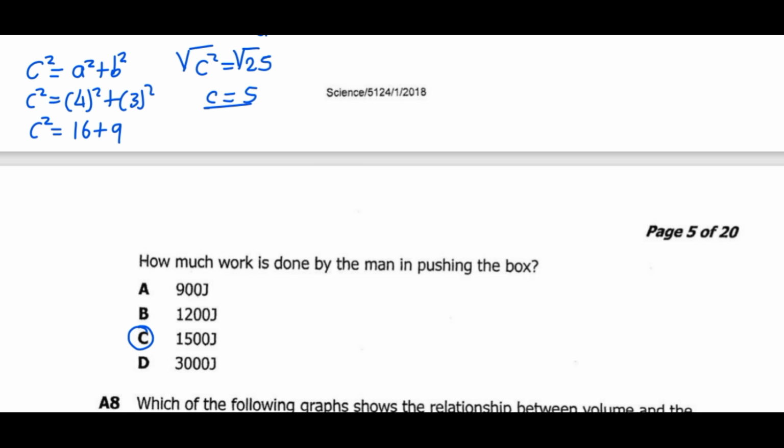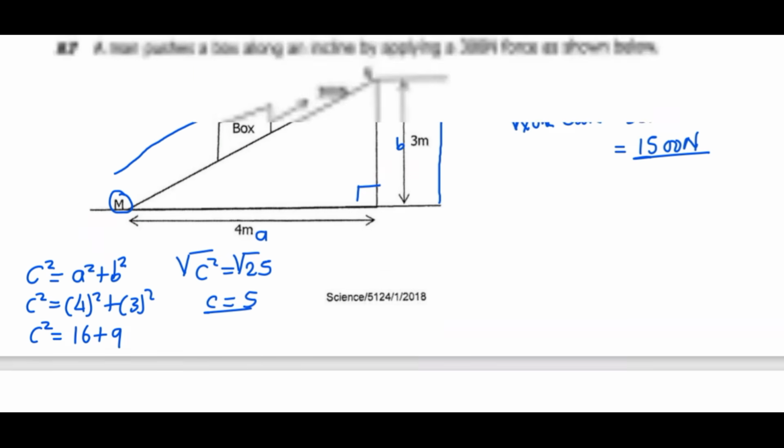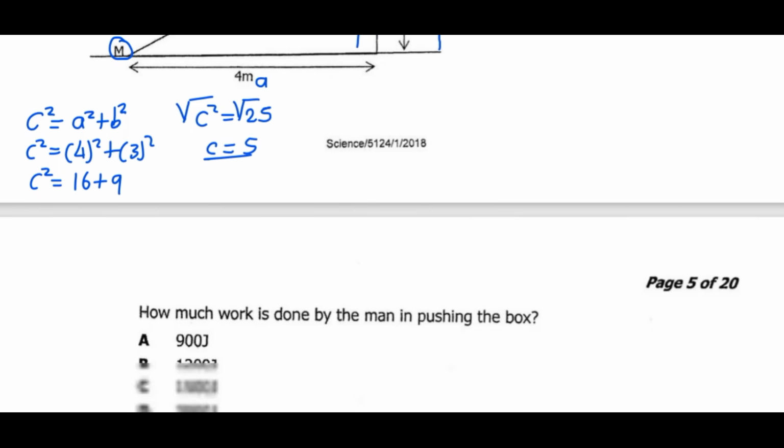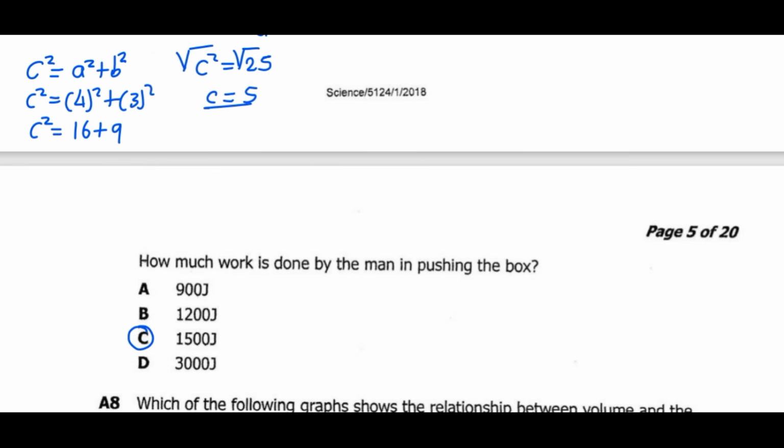But if the question was to find the work done against gravity, we would have multiplied 300 by this vertical distance, and we would have gotten 900. You have to be careful because we have these two answers, but the question is not about work against gravity, so you just have to consider the distance that is slanting.